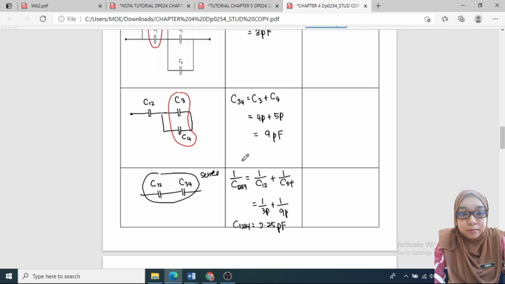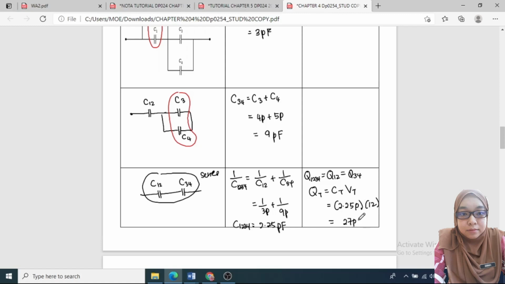Okay, so we know that from series capacitor, the charge is the same. So we can get Q1234 equal to Q12 equal to Q34. So we got Q total equal to C total V total. So C total, Q total is Q1234. So for C total we take 2.25 pico. V total is from the battery which is equal to 12. So when we multiply, we get 27 picocoulomb.